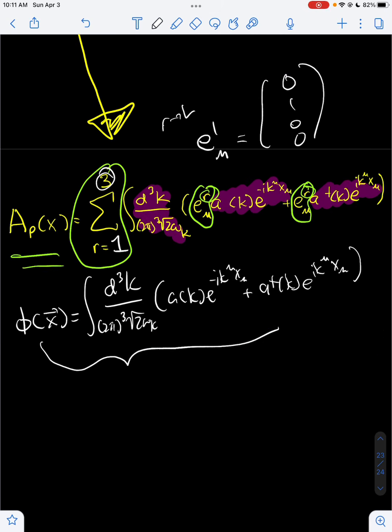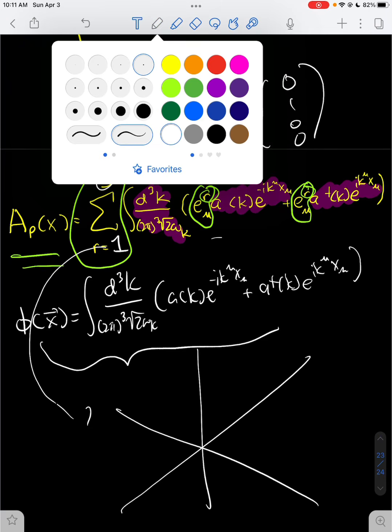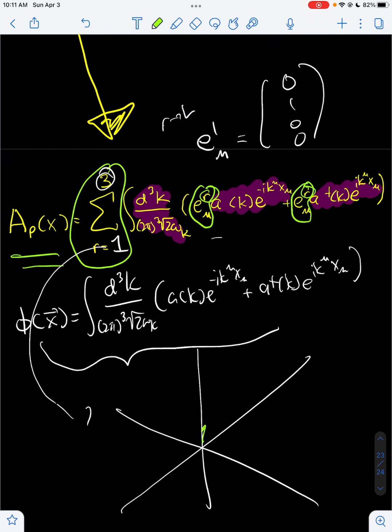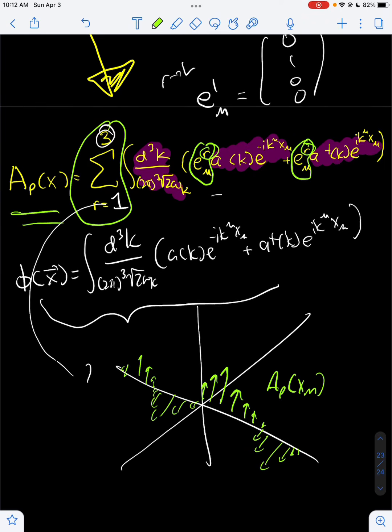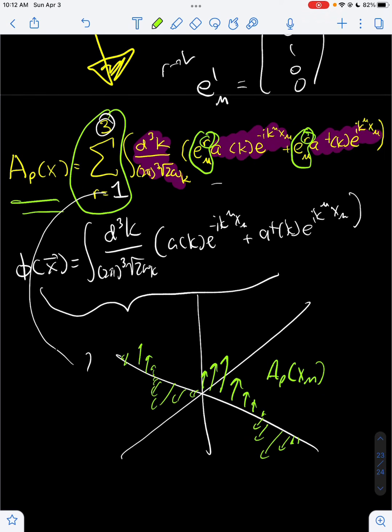And if we were to graph this, it would look something like this. They're like plane waves, but they're formed by vectors instead of scalars, which is pretty cool. Here's A mu x. And that is the solution to the Proca equation. This is the electromagnetic four vector potential.